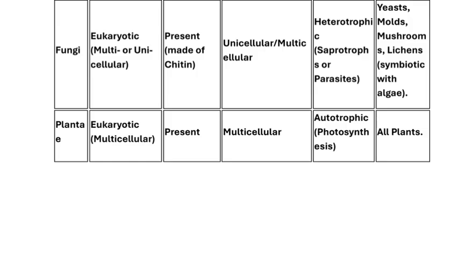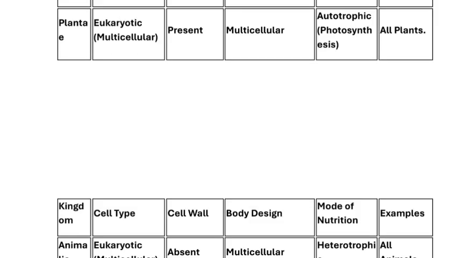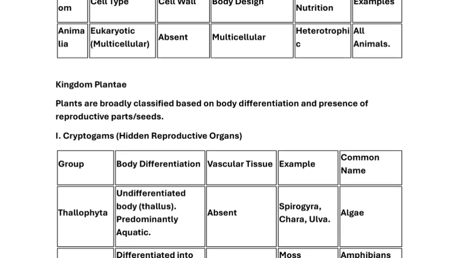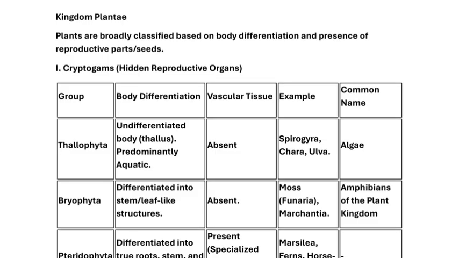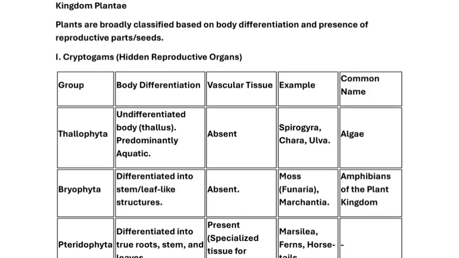Plantae: eukaryotic, cell wall present, multicellular, autotrophic, photosynthesis. All plants. Fungi: multicellular or unicellular. Kingdom, cell type, cell wall. Animalia: eukaryotic, cell wall absent, multicellular body design. Mode of nutrition: heterotrophy. All sea animals. Examples by kingdom.